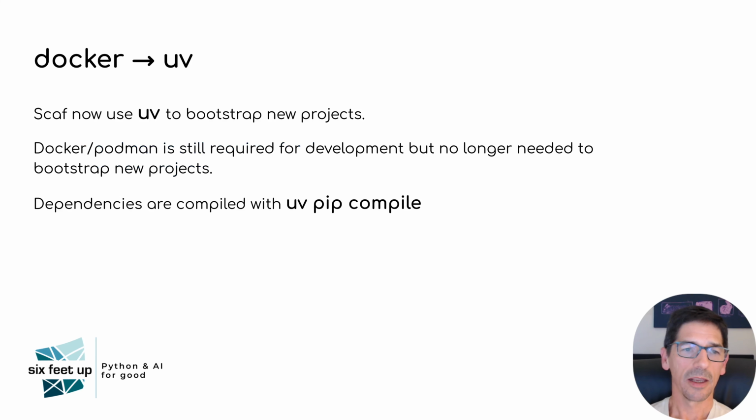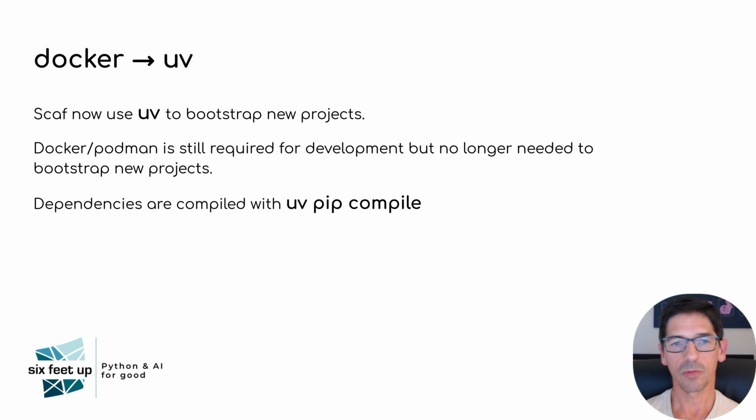Another very important and exciting change is the switch from Docker to UV. In the past, we used Docker to bootstrap a new project. The Scaf shell script essentially wrapped Docker, and the reason we did that was to ensure that we have a stable, reproducible environment where we know exactly what Python version we are running, and we have control over all of the dependencies when a new project is bootstrapped across different operating systems.